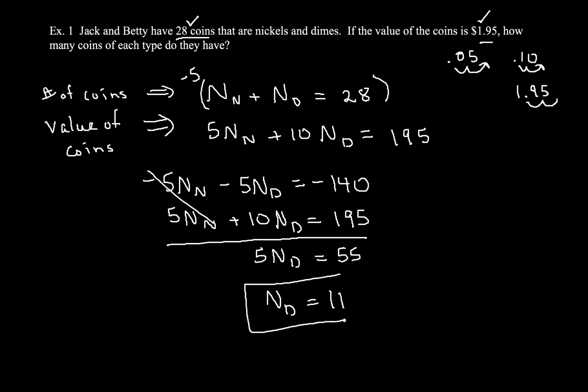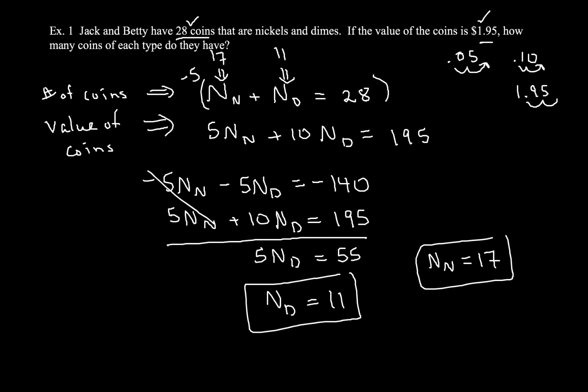That's the first one. And then we have to go back and figure out how many, if the number of dimes is 11, that means our number of nickels is going to be 17. So the number of nickels equals 17. So you have to go back, substitute it into the easiest equation. So 17 plus 11 equals 28. And that is how you do a coin problem.